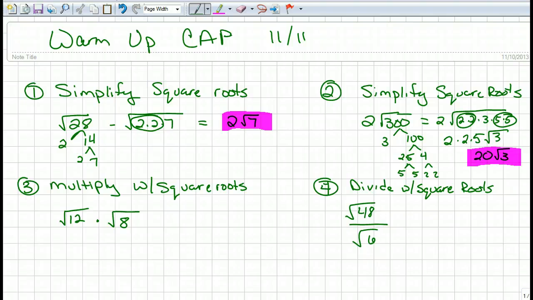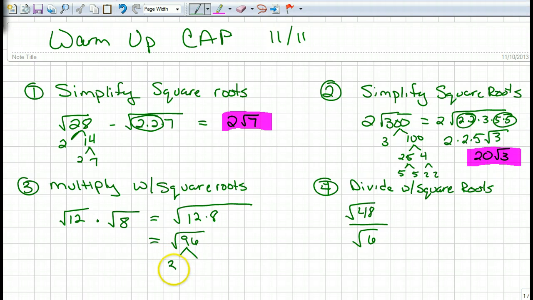Okay, when we're multiplying square roots, this is just like saying 12 times 8. We're just going to put it under the radical. Okay, and then when we do that, that's going to be the square root of 96. Problem is that's not simplified. So we need to actually simplify this 96.